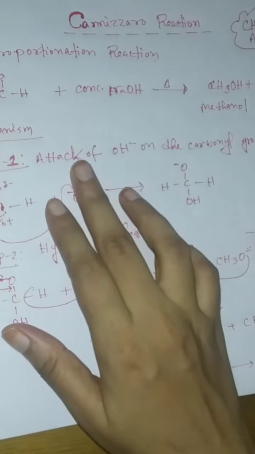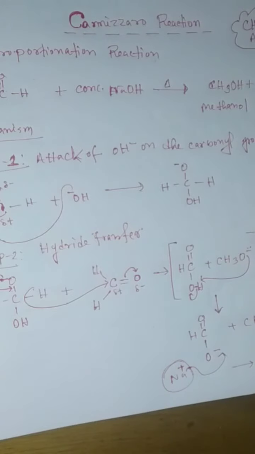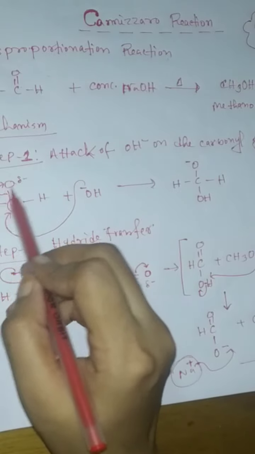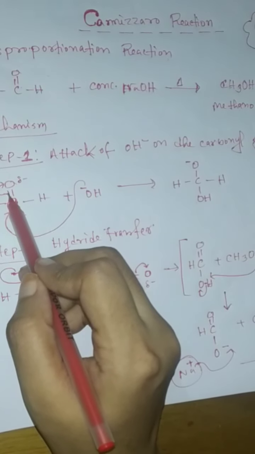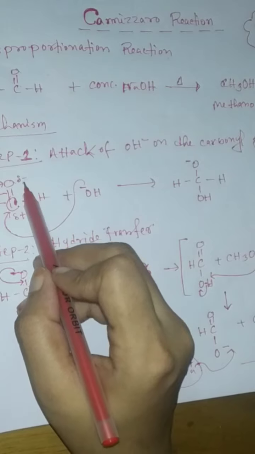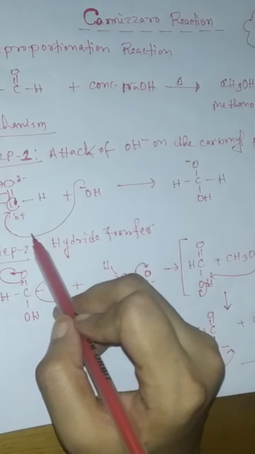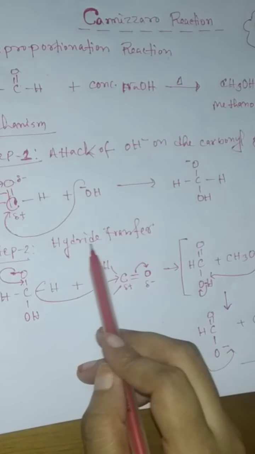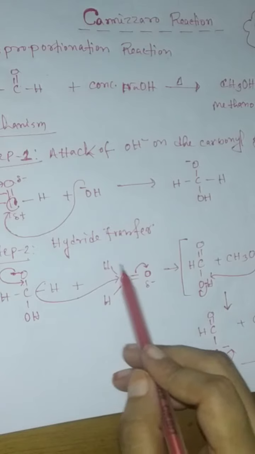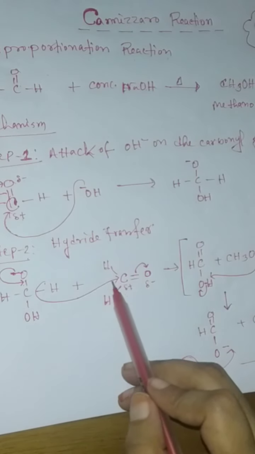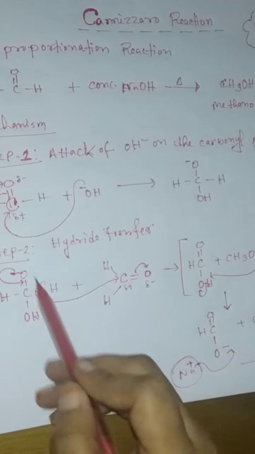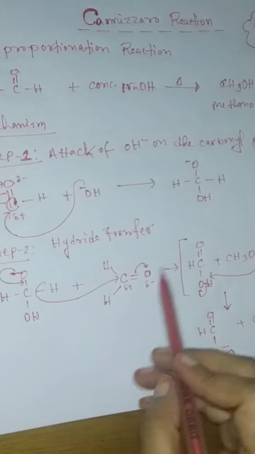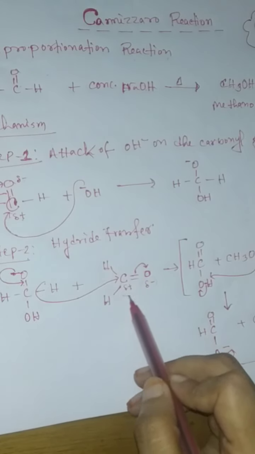In the first step, we can see the attack of the hydroxyl ion on the carbonyl group, and this oxygen is more electronegative than this carbon, and this electron will be pulled by this oxygen, and there will be a partially negative charge and a partially positive charge. This hydroxyl group will be attached to this carbonyl carbon, and that will be our carbanion. This carbanion will further attach to another molecule of formaldehyde. Then this oxygen similarly pulls the two electrons, and there will be a partially negative charge and a partially positive charge.